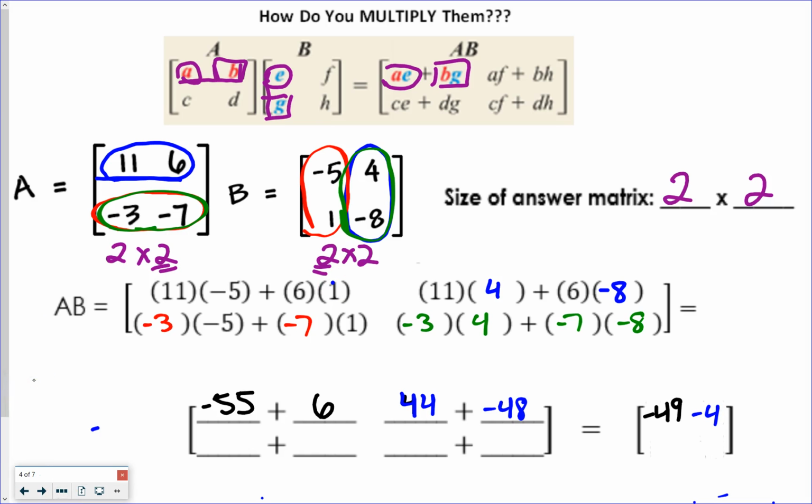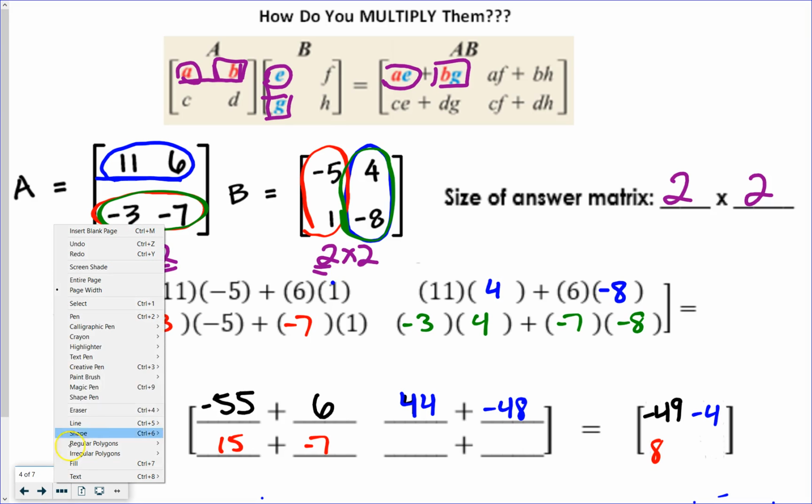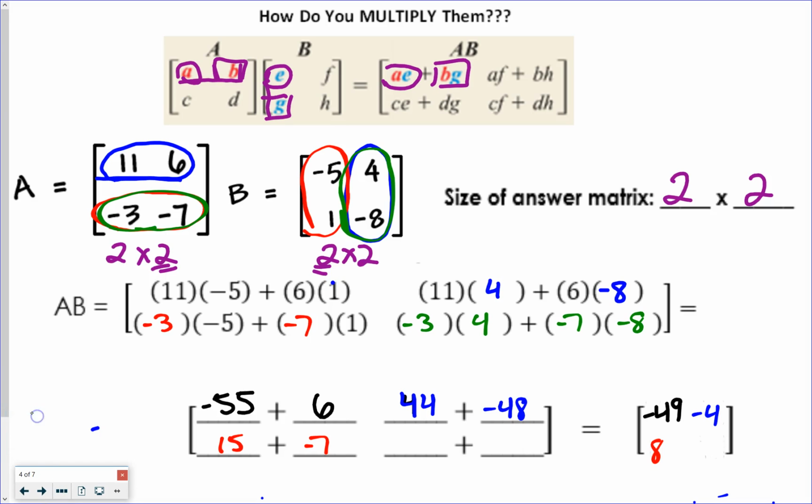All right. Negative 3 times negative 5. Positive 15. Negative 7 times 1. What is 15 minus 7? Just 8. Just 8. All right, last one. What is negative 3 times 4? Good. And what's negative 7 times negative 8? 56. So what's negative 12 plus 56? 44. And this is our answer, which is a 2 by 2, right?